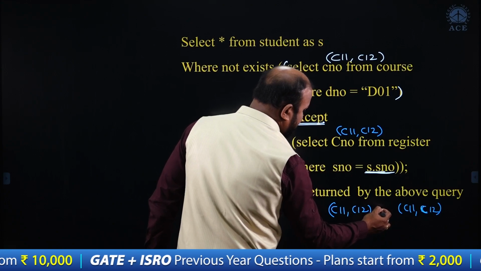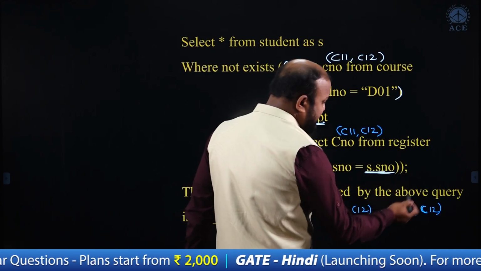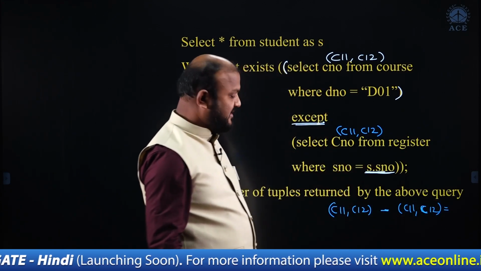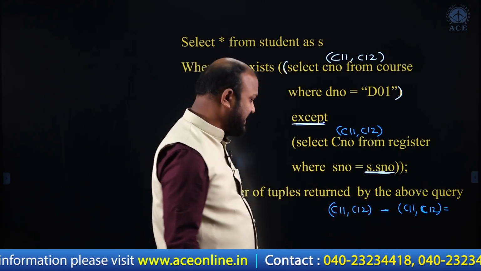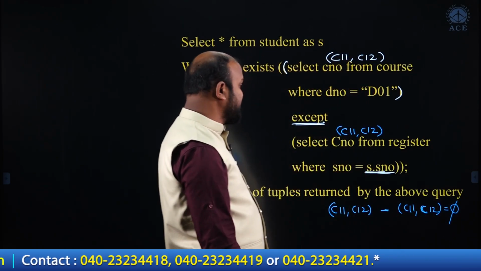Between them, we have an except. Except means set difference, minus. The first instance minus the second instance will give you the output that is there in the first but not in the second. C11 is there in the first, also in the second. C12 is also there in the first, also in the second. So it is going to give you the empty set. Nothing is going to be returned.